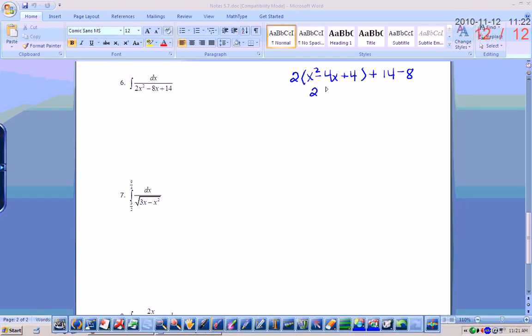So this is 2 times the quantity x minus 2 squared plus 6. The whole point, the reason it's called completing the square is because that middle part factors into a perfect square. And it will always factor into x and then half of this middle term number right here. Or it's what you boxed.